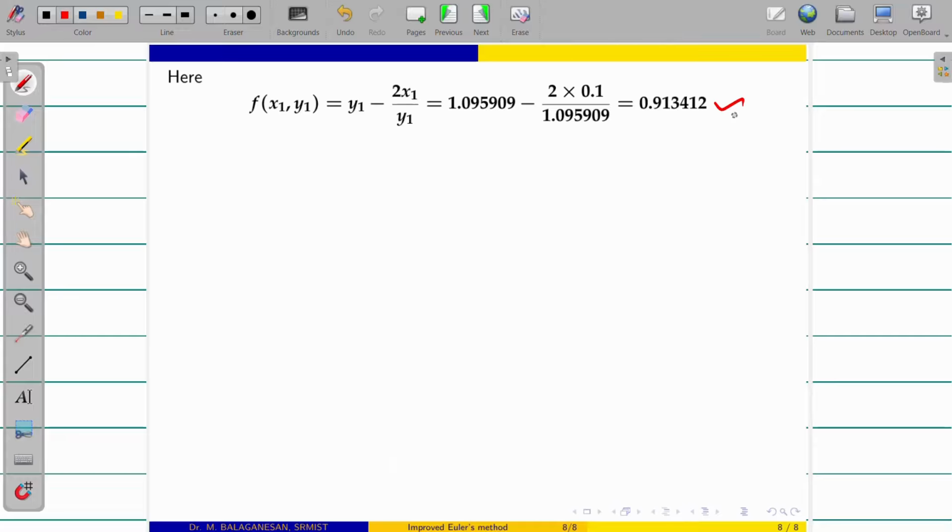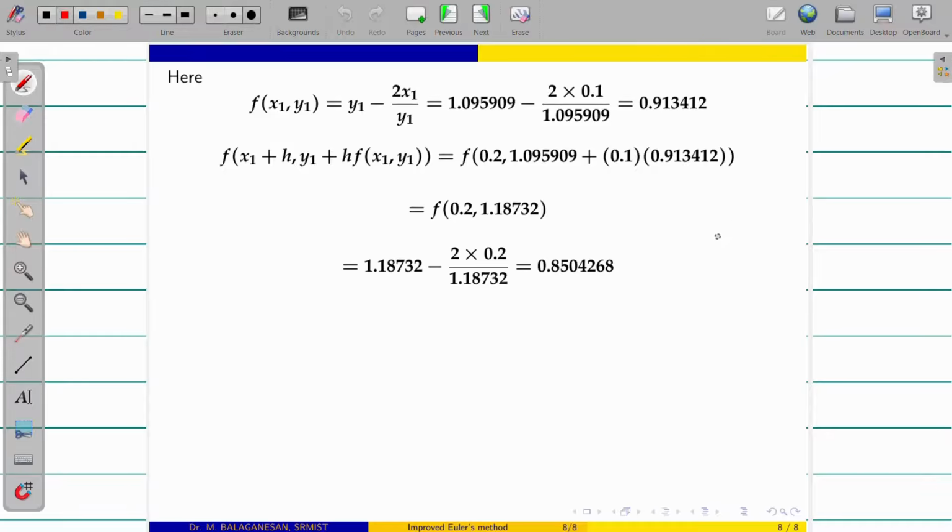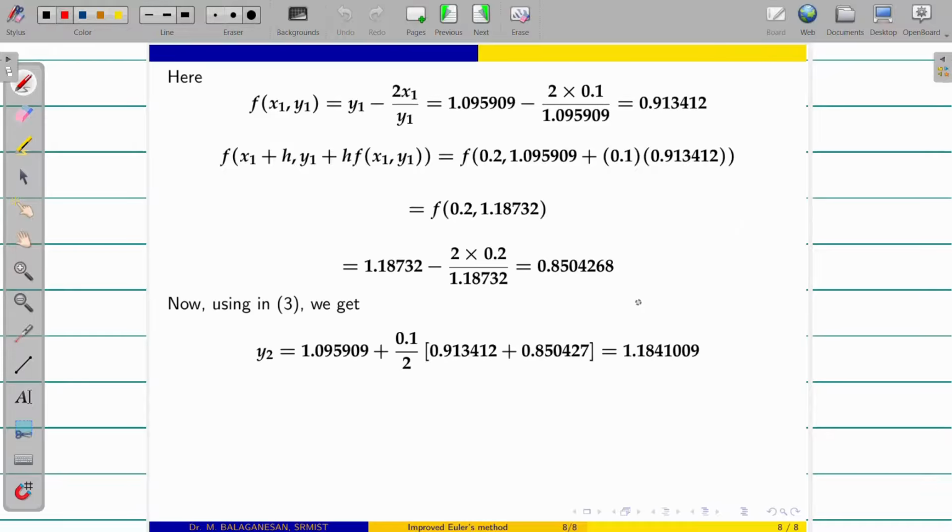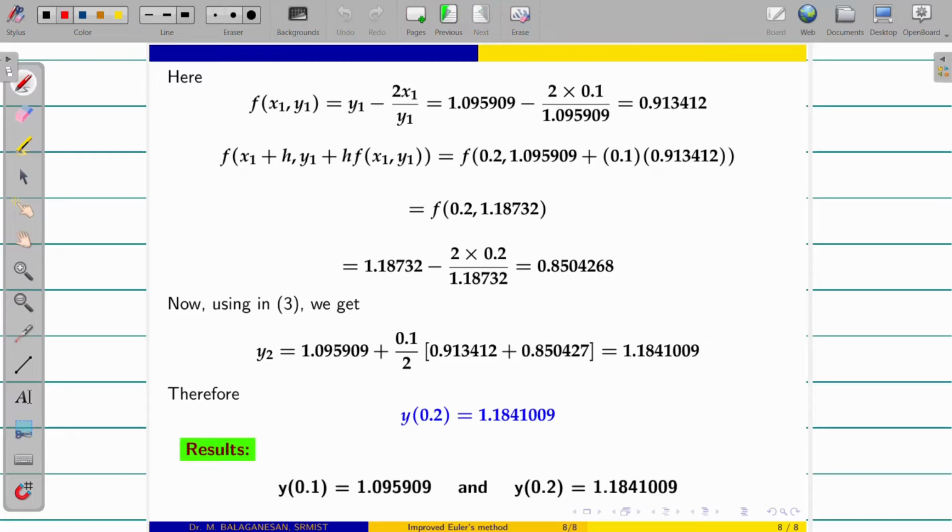This is for the first f of x and yn. This is for the second f of x and yn. So substitute both in the final formula. y2 is equivalent to y1 plus h by 2 times first function plus second function. The final answer is 1.841. Up to 4 decimals is enough here. Right. That's it. At x1 equal to 0.1, this is the value of y1. At x2 equal to 0.2, this is the value of y2.